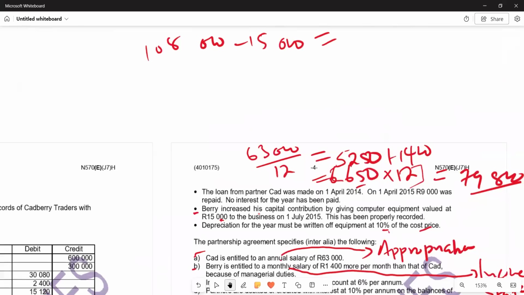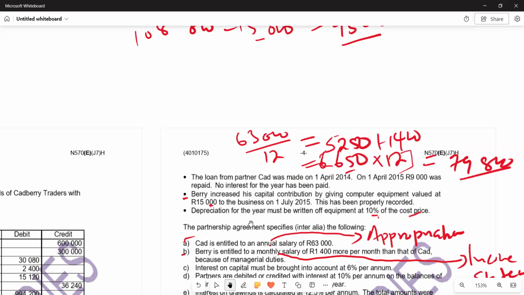You're going to get your 93,000. So here, it means we have 93,000. So it means this equipment stayed for the whole year, and this one came during the year. So let's start by calculating the one that came during the year. And the rate, let's recheck the depreciation rate. Depreciation rate is 10% here.